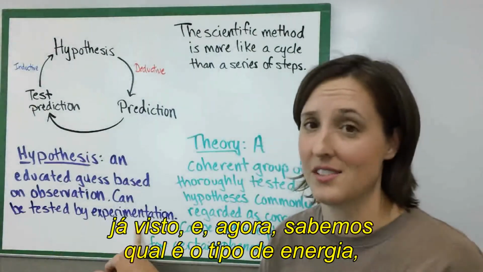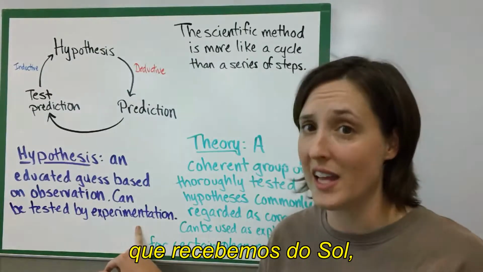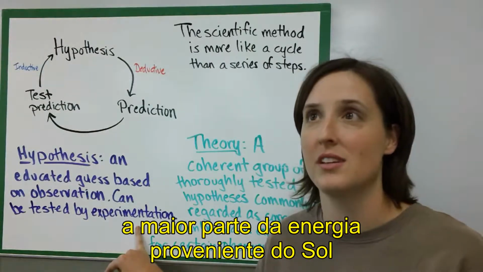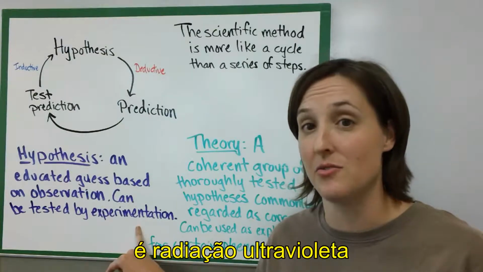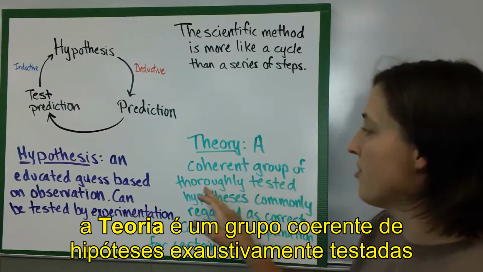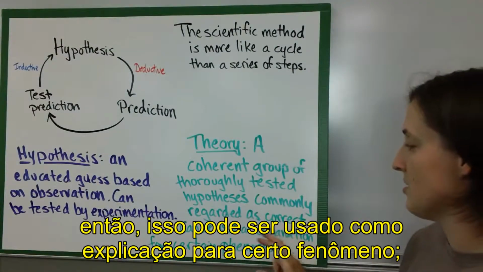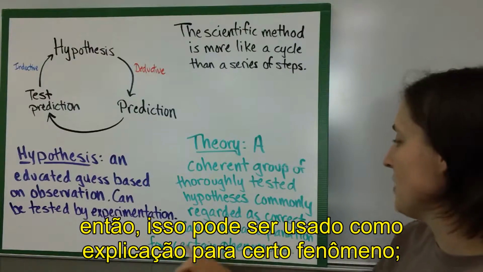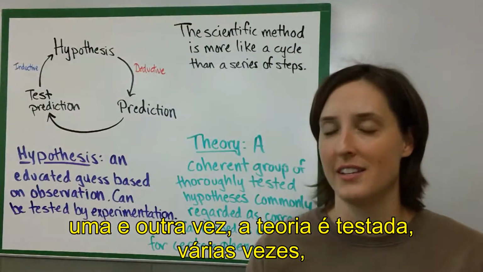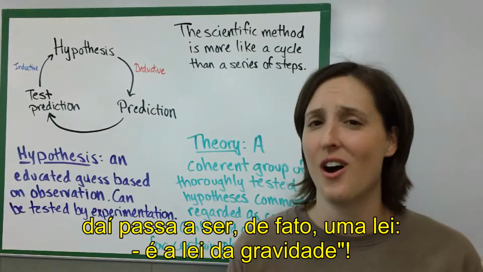Like last time, we said, how can I tell what kind of energy is coming from the sun? That can be tested by experimentation. You can hypothesize most of the energy coming from the sun is UV rays. A theory is a coherent group of thoroughly tested hypotheses commonly regarded as correct. This can be used as an explanation for a certain phenomenon. The theory of gravity has been tested so often, it is actually a law. It's the law of gravity.